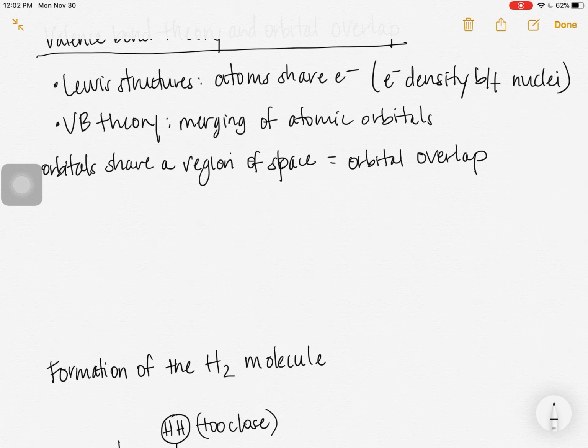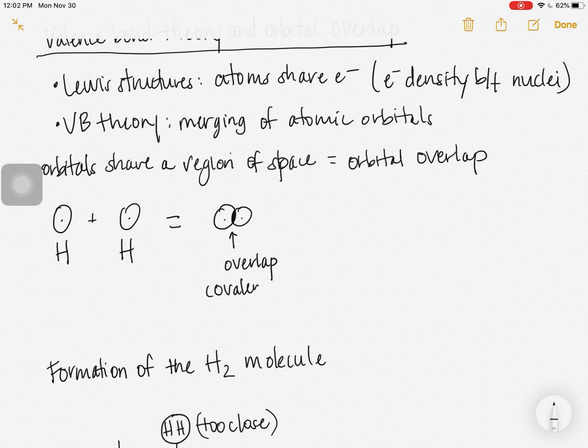Okay, so a simple idea here would be like the hydrogen atom that has a nucleus, plus a second hydrogen atom with a second nucleus. If we bring those two atoms close together, what we get is an overlap of those. In this case, it would be the s orbital. So it would look something like there's your first nucleus, there's your second nucleus, and it looks like a Venn diagram. But there's this space right here where the s orbitals have overlapped. Okay, and that is the covalent bond.